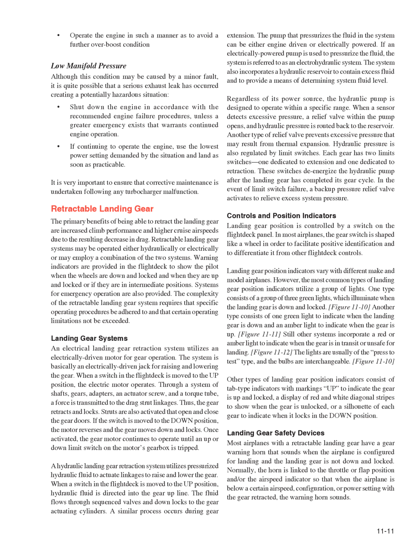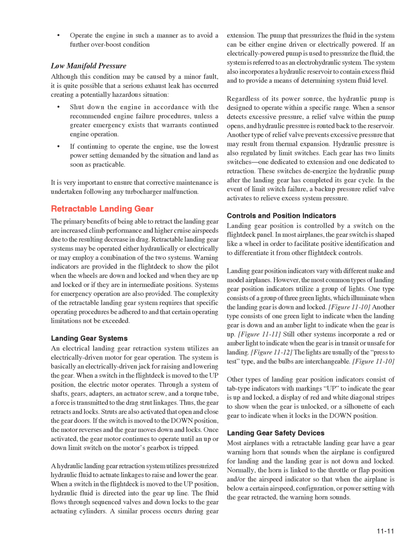Hydraulic pressure is also regulated by limit switches. Each gear has two limit switches, one dedicated to extension and one dedicated to retraction. These switches de-energize the hydraulic pump after the landing gear has completed its gear cycle. In the event of limit switch failure, a backup pressure relief valve activates to relieve excess system pressure.